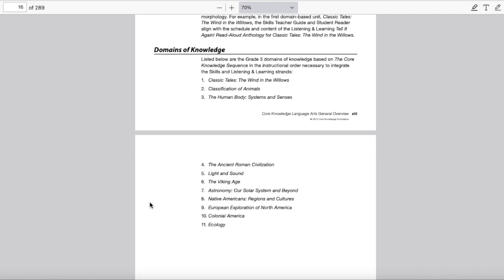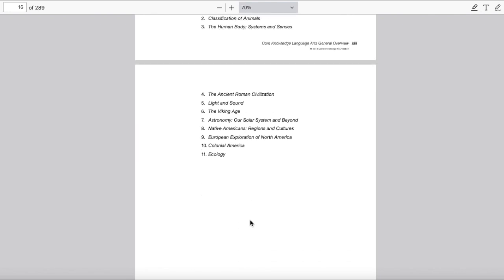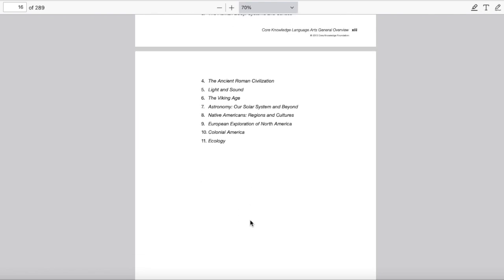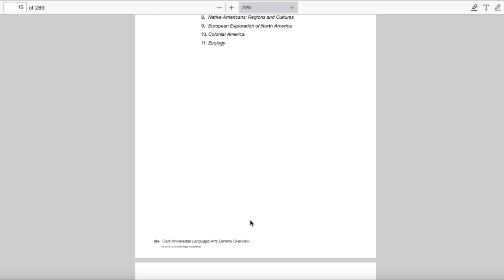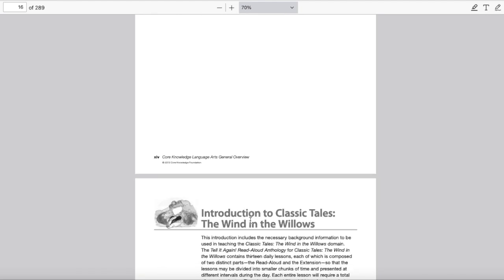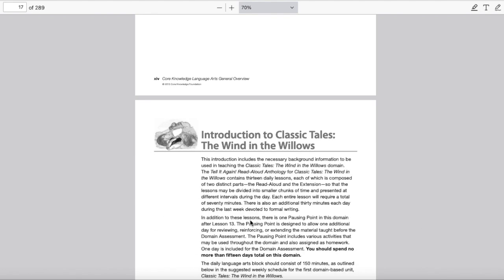So it's going to tell you the domain. So for 3rd grade, this is what we're covering. You can see we're covering many different subject areas in language arts alone. That's why I don't feel a need to have a separate science or history for my 7-year-old, even though she does do group subjects with us, with my oldest. She's getting it at her own level as well.